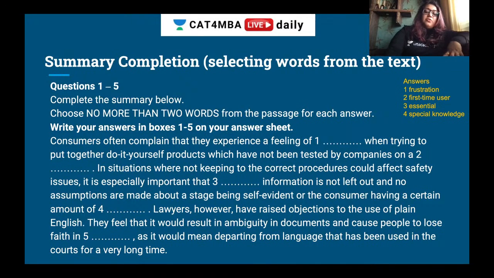Lawyers have raised objections to the use of plain English. They feel that it would result in ambiguity in documents and cause people to lose faith in dash, as it would mean departing from the language that has been used in the courts for a very long time. So, legal formulations. I hope you get the answers to this. It was fairly simple. You had to just fill in the blanks. You can use the synonym words as well, but try to use the words which are in the text. So, even if it's important, if you get a synonym of the word, important is essential or something like that, you can just put that word there so that there's no confusion created there, right? Let's move on to the next question.